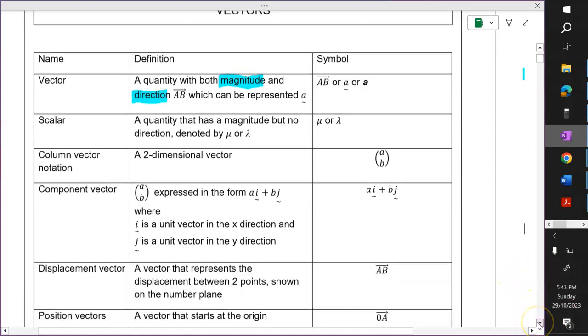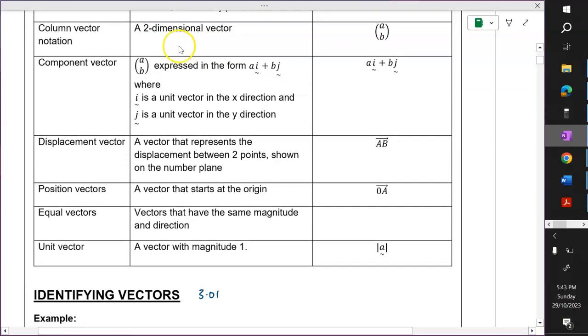We will have a look at displacement and position vectors. Displacement vectors are vectors that represent the displacement between 2 points shown on the number plane, and we'd write that as AB, like we saw above. Those could be any 2 points on the number plane, and that differs from our position vector, a vector that starts at the origin, denoted by the point O, as in (0, 0), and going to some other point A would be called our position vector, OA.